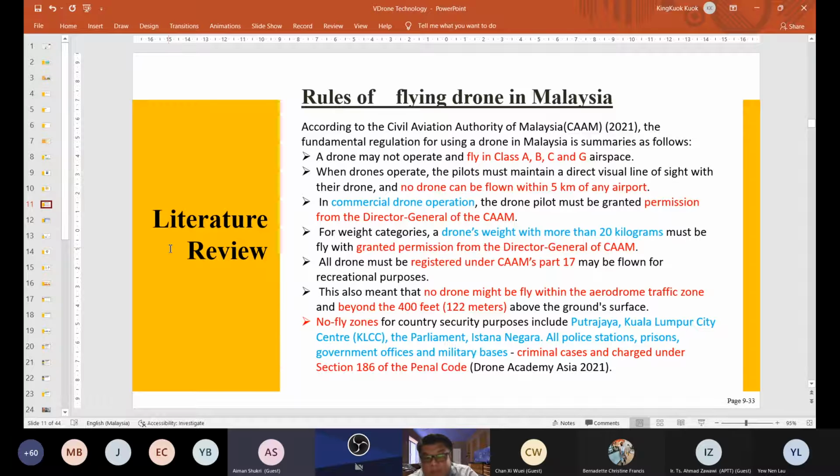They may be flown for recreational purposes. This also means that no drone may be flown within the aerodrome traffic zone or beyond 400 feet above the ground. And you cannot fly the drone in some specific places due to security reasons, like Putrajaya, Kuala Lumpur City Center, KLCC, Parliament, Istana Negara, police stations, prisons, government offices, and military bases. If we offend any of these rules, we will be charged under Section 186 of the Penal Code in Malaysia.